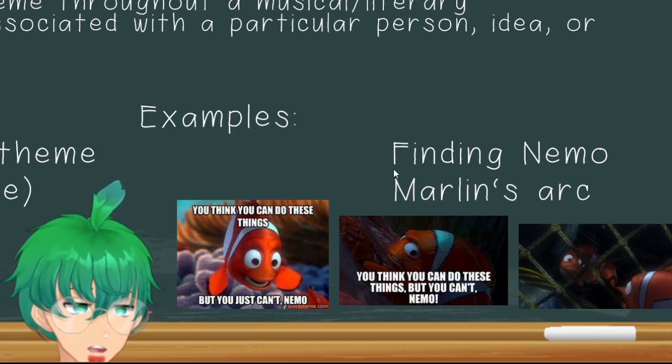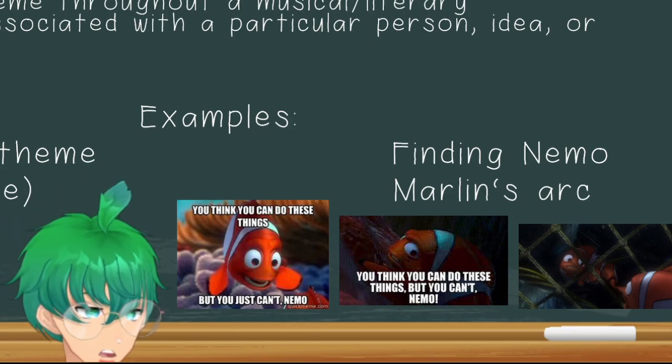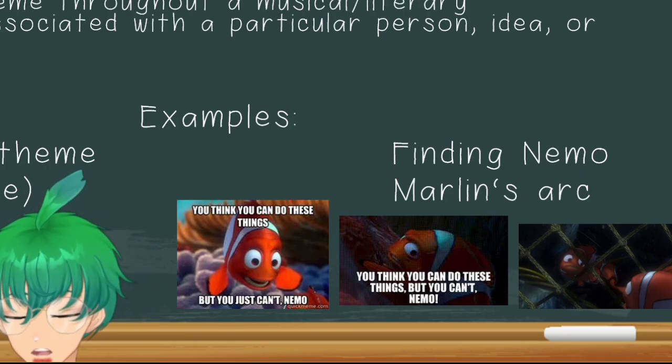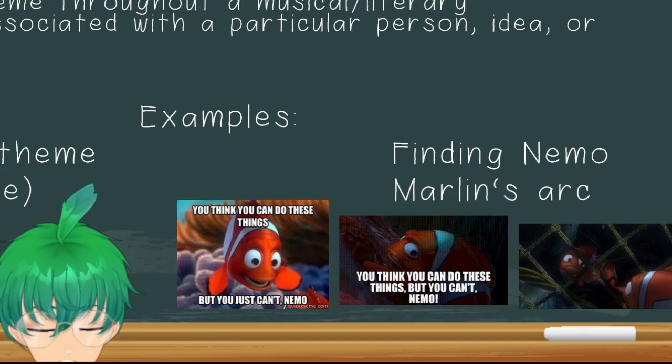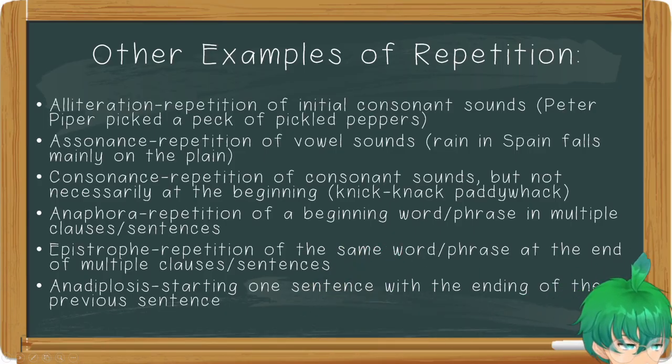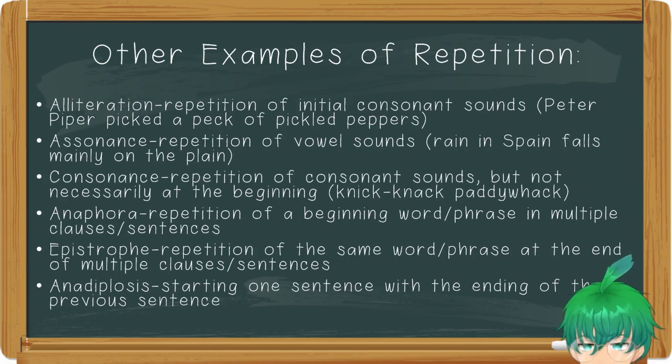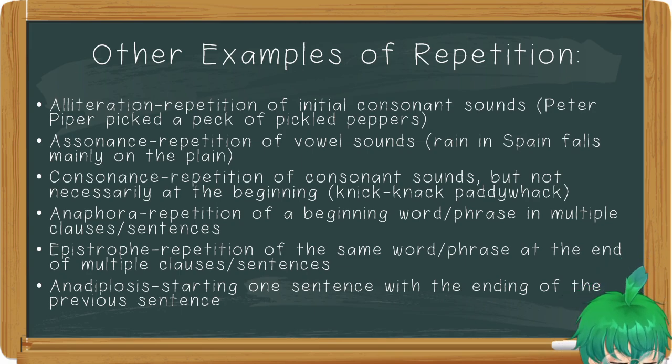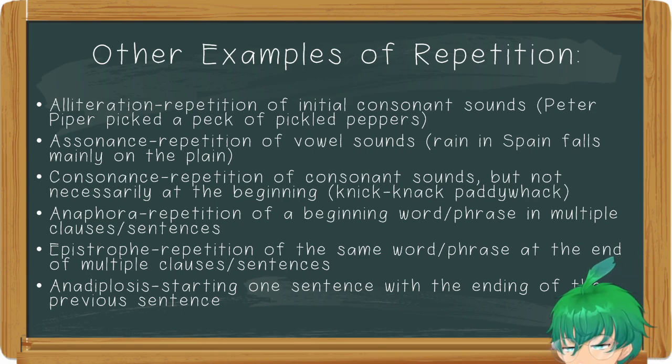It's not just to say that something is important, it's also to give distinction between each event, each iteration of it. This is more on the technical side of things, but here are some examples of different literary devices you can use in terms of repetition. We've got alliteration, assonance, consonance, and all of these are repetitions of sounds, and that can be very important for certain things.